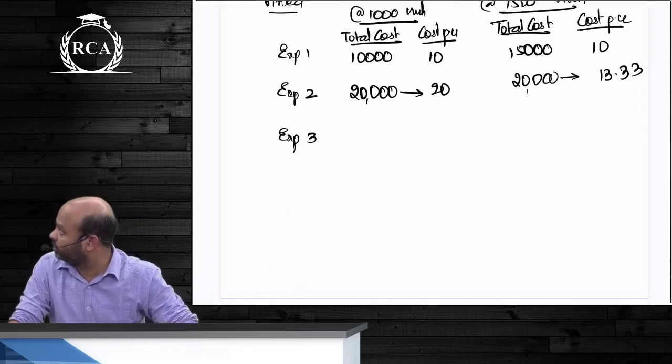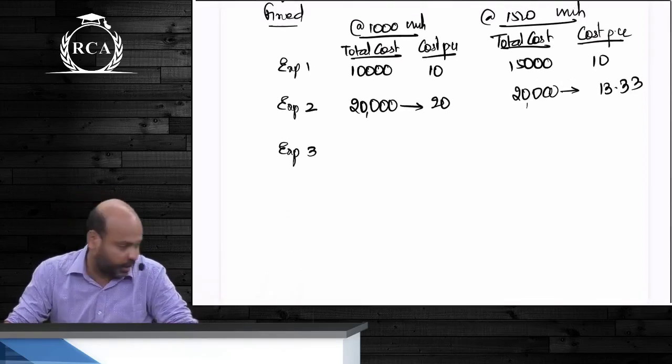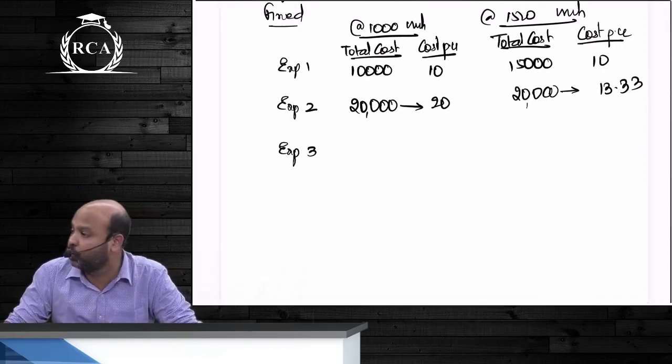Did you understand how cost per unit is coming? You have to divide total cost by the number of units, quantity, guys. You will get cost per unit.